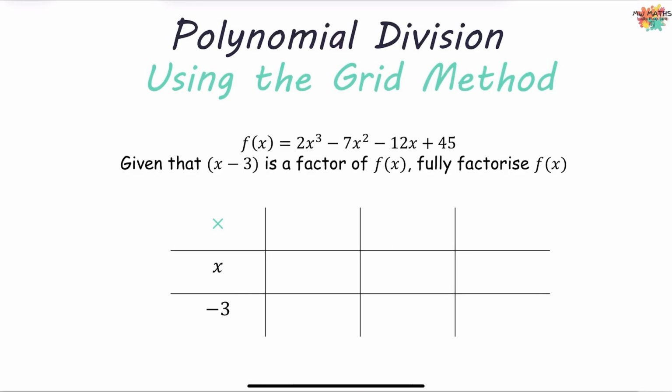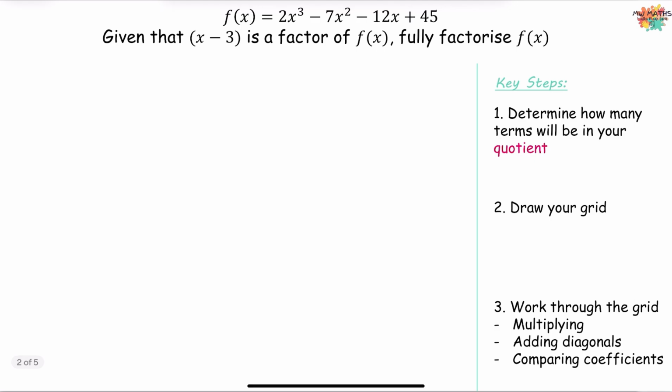Polynomial division using the grid method. This is a lovely method to use if you find long division tricky. Also really good if you make silly mistakes on your pluses and your minuses. Let's have a look at how it could work for you.